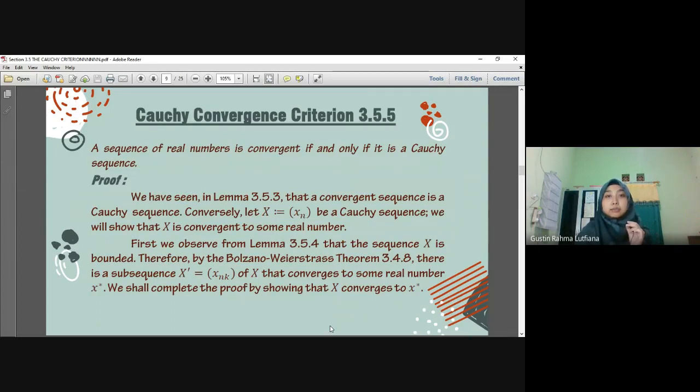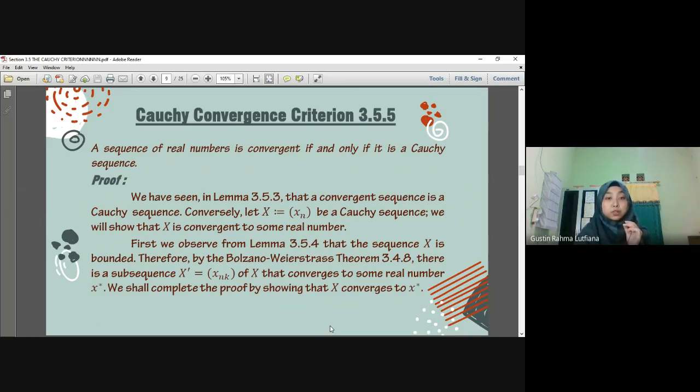And this is the main theorem, the Cauchy convergence criterion 3.5.5. A sequence of real numbers is convergent if and only if it is a Cauchy sequence. And we have to prove this. We have seen in lemma 3.5.3 that a convergent sequence is a Cauchy sequence. Conversely, let the sequence x be a Cauchy sequence, and we will show that x is convergent to some real number. First, we observe from lemma 3.5.4 that the sequence x is bounded.